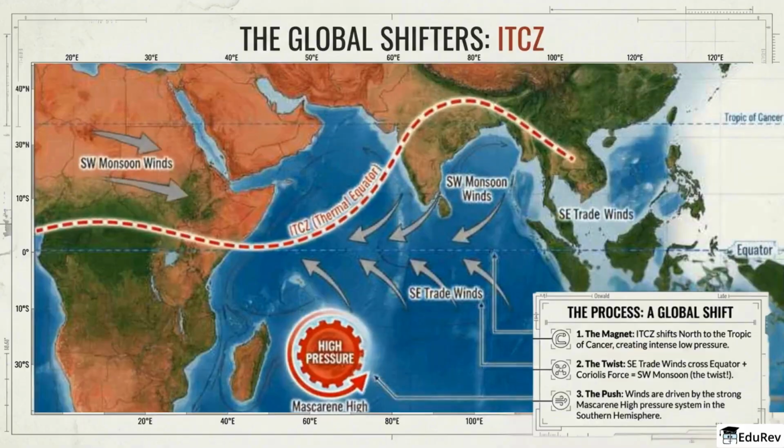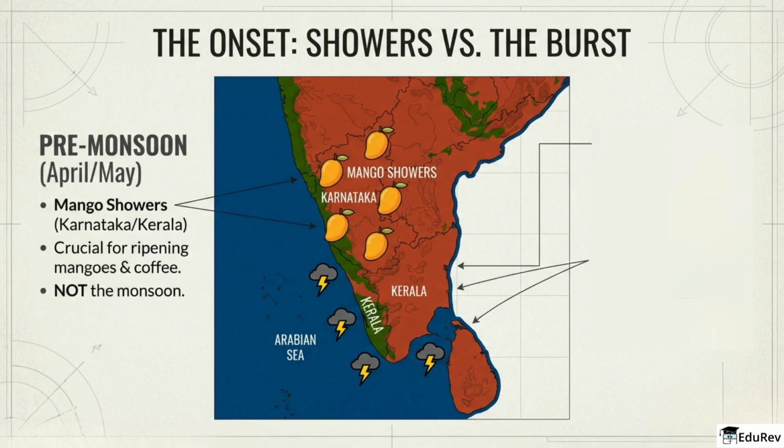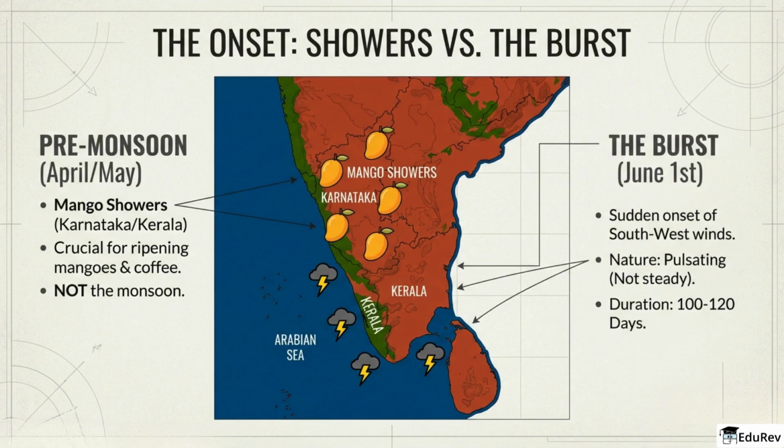Now that the mechanism is clear, let's see how the monsoon actually arrives. Before the main arrival, there are pre-monsoon showers in April and May. In Karnataka and Kerala, these are called mango showers. They are important for crops, but they are not the monsoon. The real event is the burst around June 1st, the sudden onset of strong southwest winds. And remember, the monsoon is pulsating, not continuous. It has active spells and break spells. Duration, roughly 100 to 120 days.